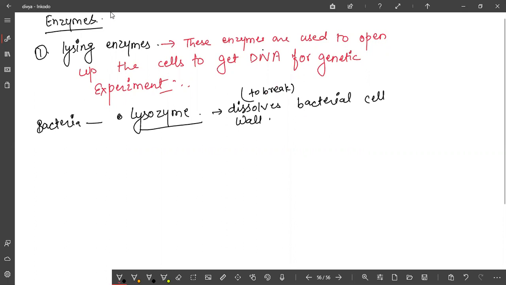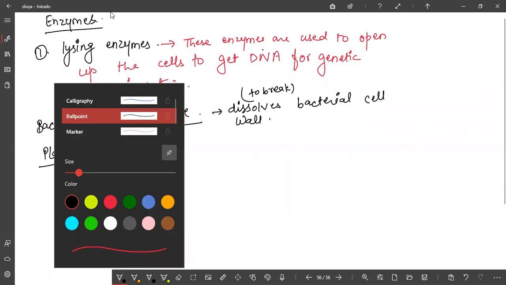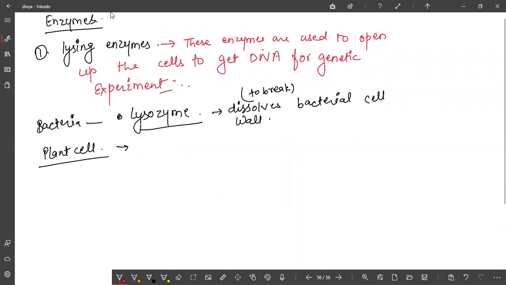Suppose that you want to take DNA from a plant cell. The cell wall is made up of what? Cellulose. So for digesting cellulose, you need an enzyme that is known as cellulase. Enzymes end with the word ase. Cellulase.